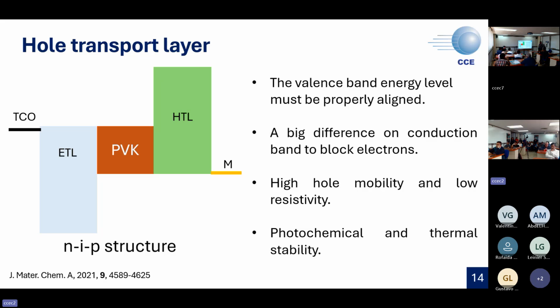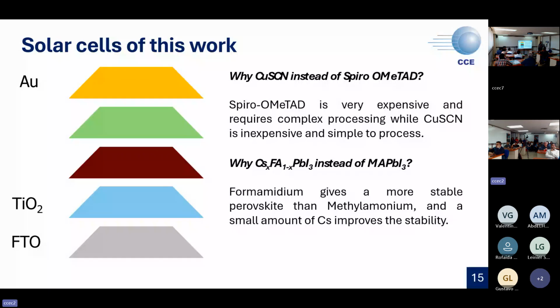And this material needs a high hole mobility and a low resistivity. And finally, we need a material with photochemical and thermal stability. In particular, in our work, we're working with a perovskite a little different from the standard methylammonium lead iodide. This is the compound. In particular, we use the formamidinium organic cation because it gives a more stable perovskite than methylammonium.